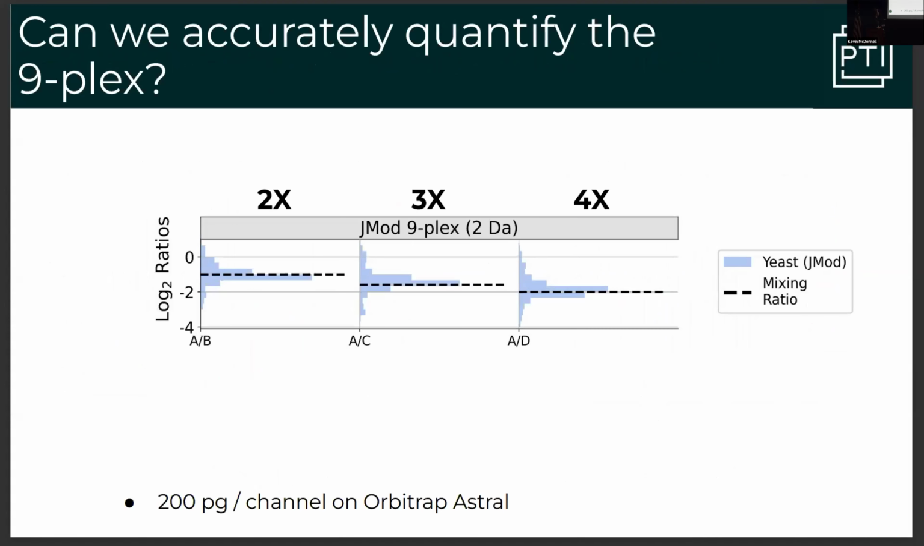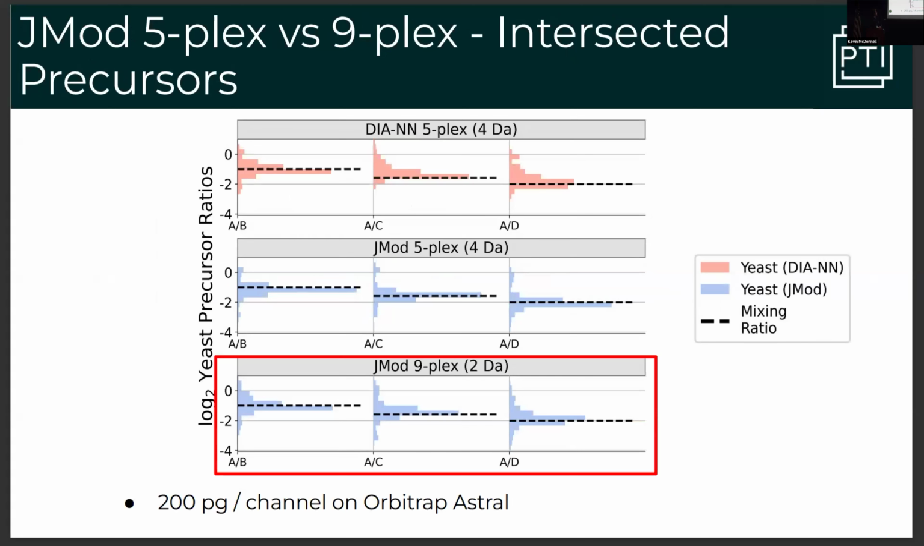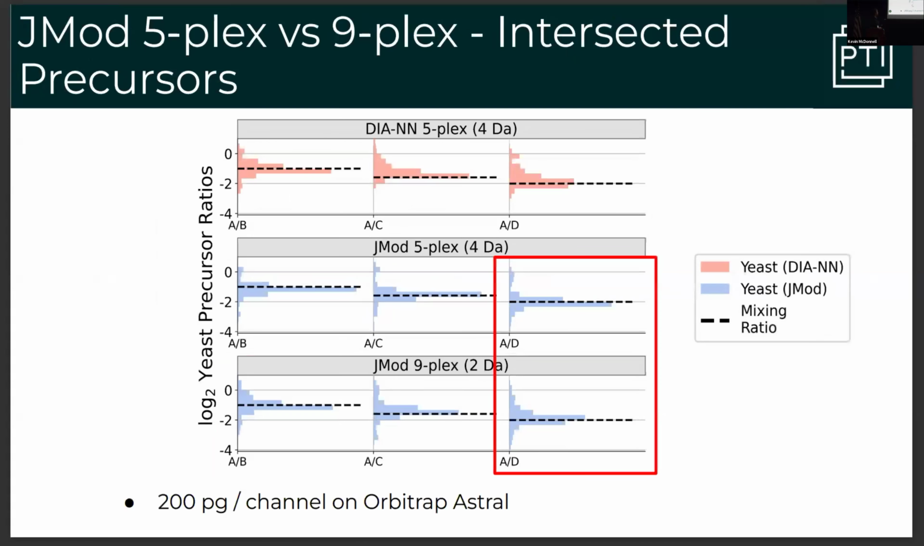These are the results from the 9-plex, 2 Dalton offset spaced, for the different mixture ratios. You can see we're still getting accurate quantitation for this data despite the overlap induced. And we can compare this to the 5-plex methods for both JMod and Diane. You can see it's pretty comparable, on par with the other 2 methods. So we're not really sacrificing quantitative accuracy. We're still maintaining those accurate predictions of the relative abundances of these yeast peptides in the 9-plex configuration.